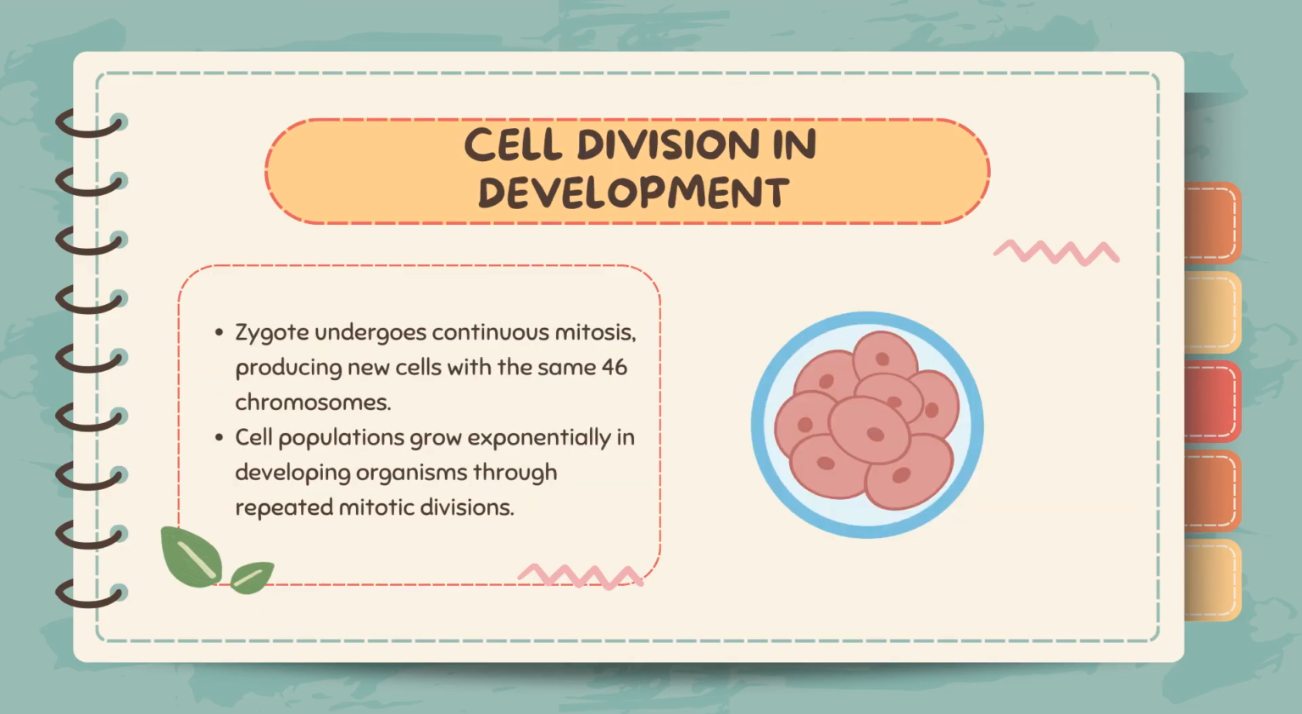Thus, the zygote divides and continues to divide each time, producing new cells that have the full complement of 46 chromosomes. Because each new cell can also undergo mitosis, the cell population in the developing organism grows rapidly as one cell becomes 2, and then 2 cells become 4, 4 becomes 8, 8 becomes 16, and so on and so on.